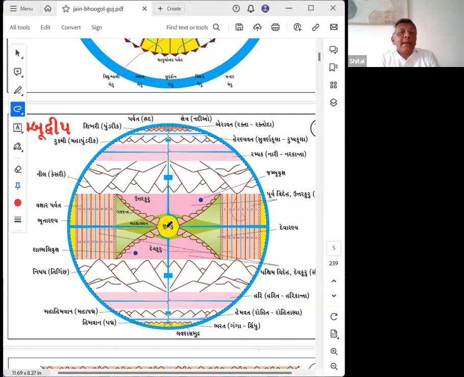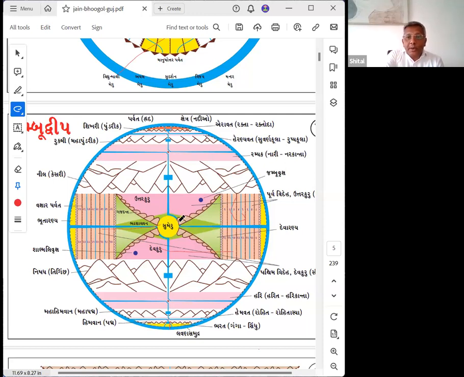So again, a mathematical question. What is the proportion of Sumeru to the whole diameter? This is 10,000 yojans. 1/10. Very good. 1/10. So Sumeru is 1/10 of the whole diameter here.